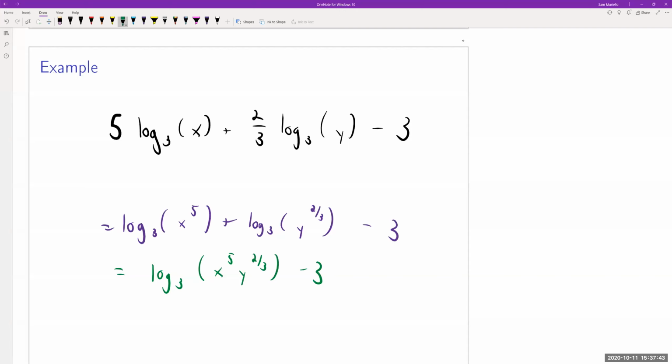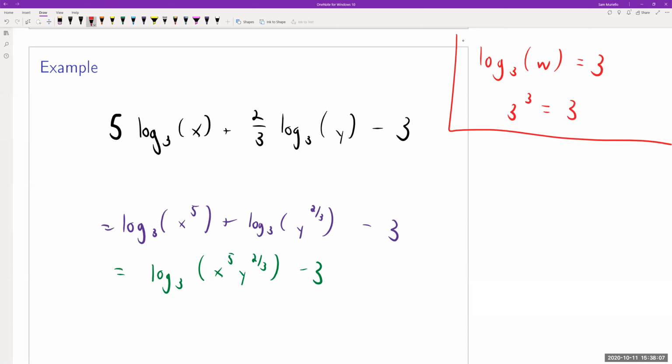Now this minus 3 cannot be combined further because it's not written as a logarithm. However, we should be able to figure out what it would need to be. We're asking ourselves the question, log base 3 of what, let's call it w again, will be equal to 3. Which, in other words, we're saying 3 to the power of 3 will need to be w, which means that 27 will be w.